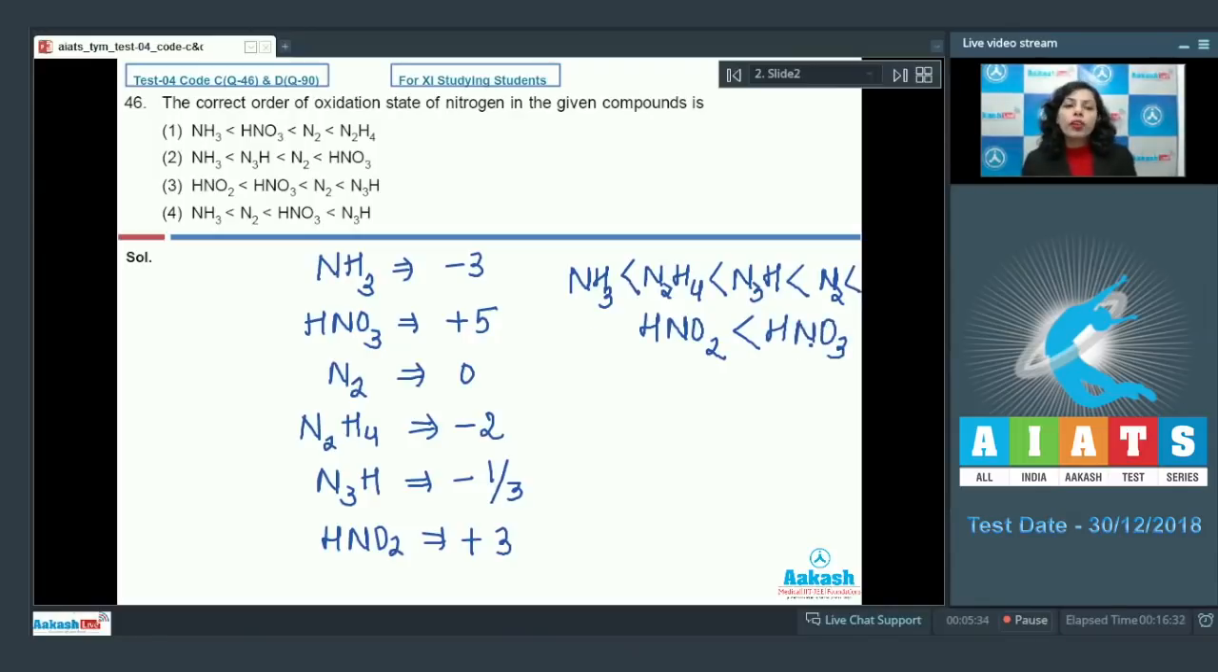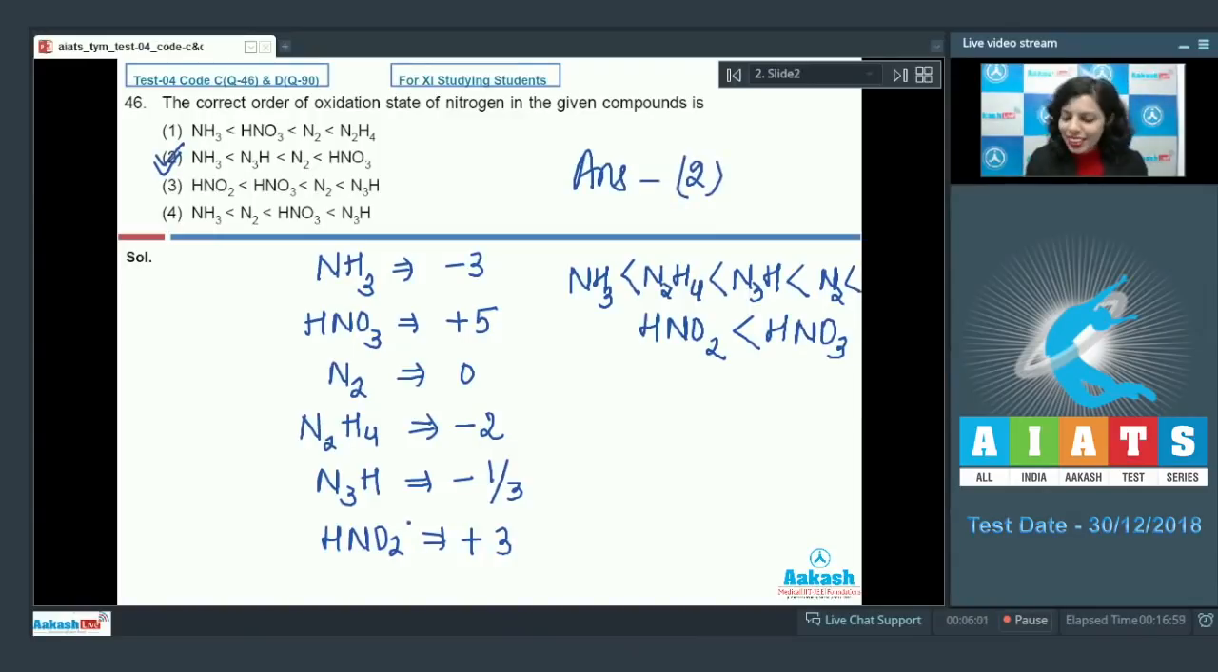The order of increasing oxidation number of nitrogen we have found out, and now it's the turn to check the correct option. If you look at the given options, you will find out that in option 2, correctly this order is given. First is NH3, then N3H, N2 and HNO3. While in other options, this is not followed. That's why I'm just going to choose this option as the correct one.